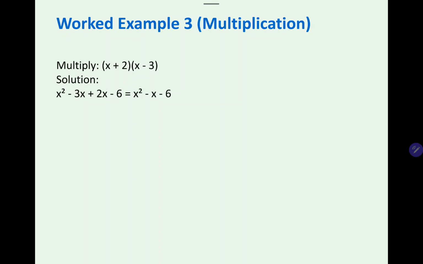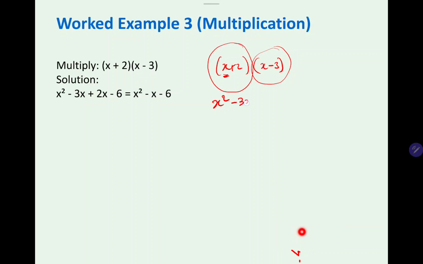In multiplication of polynomials, we have here now x plus 2 multiplied by x minus 3. The simplest way to do this is to use everything in the first bracket to multiply everything in the second bracket. So we'll start with the first thing in this first bracket, x. X times x will give us x squared. X times minus 3 will give us minus 3x.